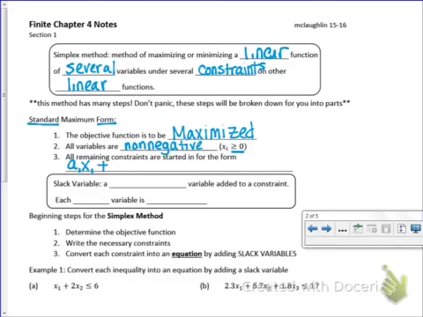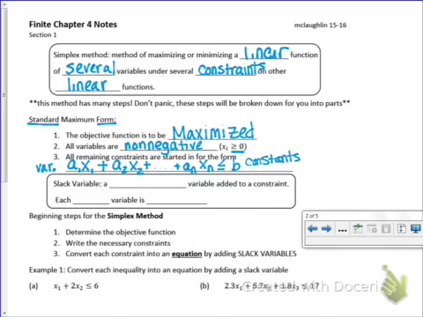Should be a plus. However many different x's you have, all the variables on one side, some inequality, and then your constants. So we want the constants over here, and we want the variables on the left, the constants on the right. That's what we're looking at.